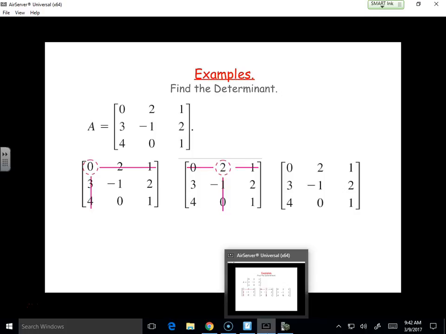I want you guys to follow the pattern. The 0 is circled, stuff is crossed out. The 2 is circled, stuff is crossed out. I want you to follow the pattern. What do you think the third one would have? Go. Follow the pattern. The 1 is circled? Really? Wow. Aren't you guys smart?